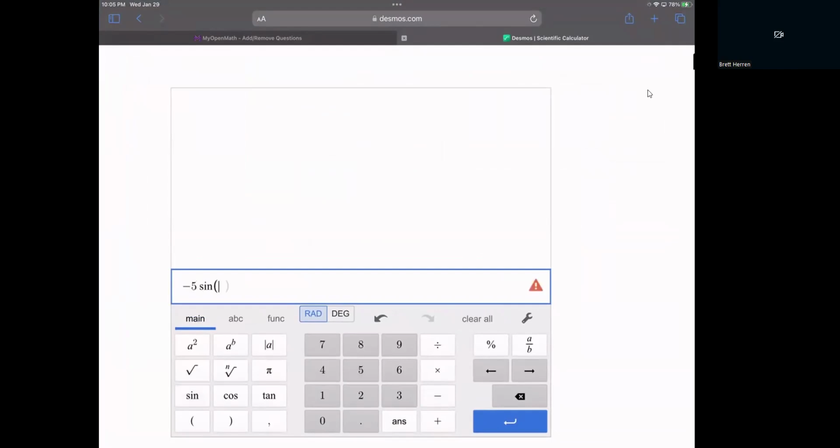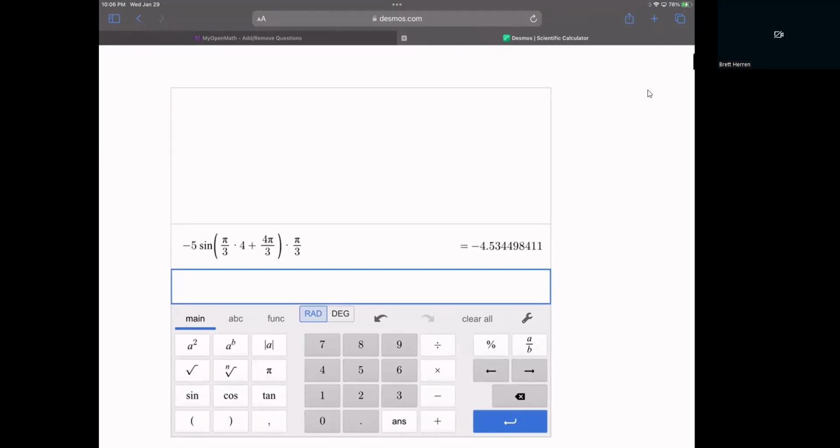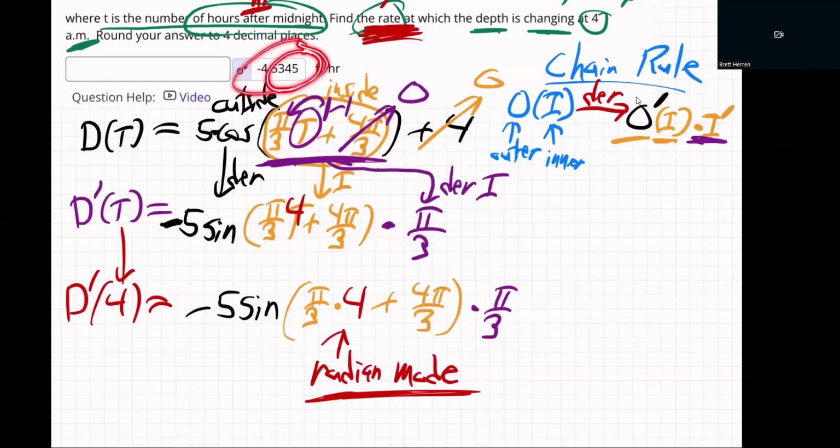-5 sine. What's going to go in? There's pi over 3. So pi over 3 times 4 plus 4 pi over 3. Boom, boom. Times pi over 3. Pi over 3. Boom, there I'm getting -4. Oh my, and I'm in the wrong mode. See the modes? See degree, degree. That'll change it. Make sure you're in radian mode. -4.5344. See if that's right. Beautiful. -4.534. They rounded it to 4.5. And there it is. So that's how we do that. Chain rule.